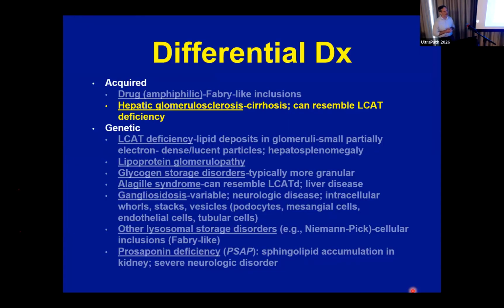Hepatic glomerulosclerosis is something that was brought up. This is associated with severe liver disease, cirrhosis. It doesn't really fit because neither the donor nor the patient had liver disease. These deposits can look like something that you see in LCAT deficiency, which I'll talk about next.